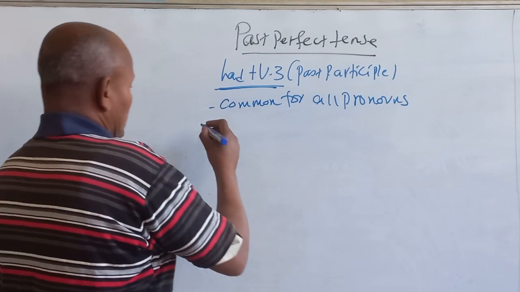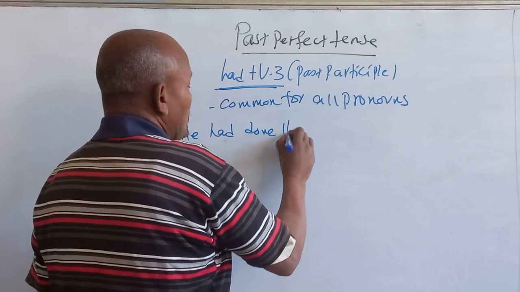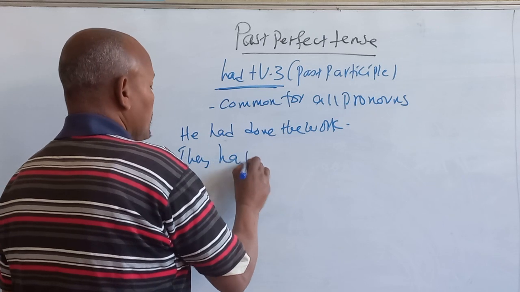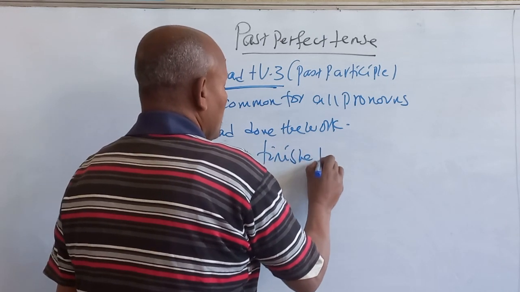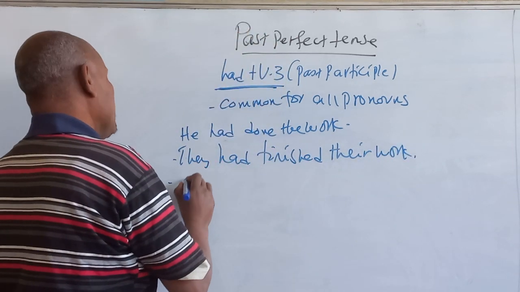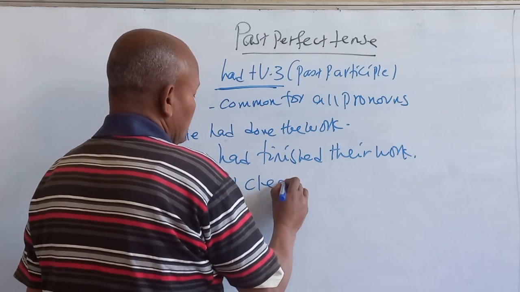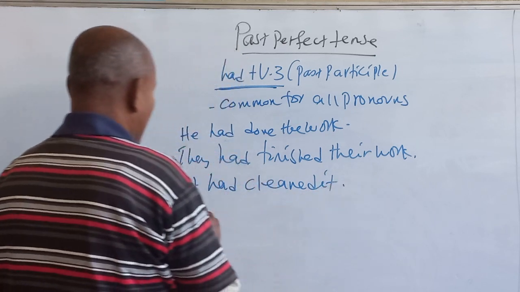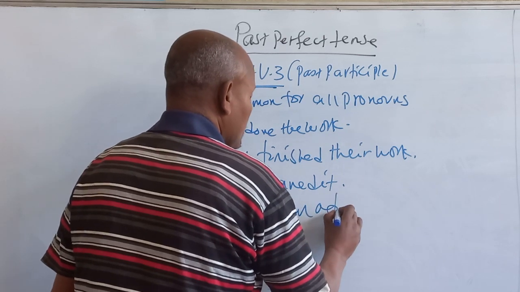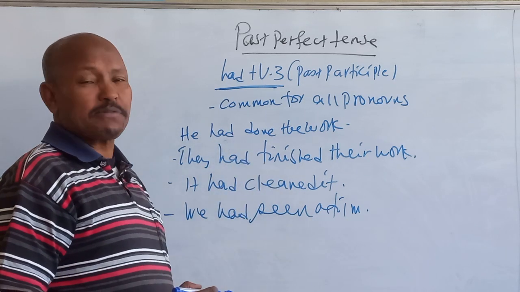Yes, for instance, here: he had done the work. Yes, one important point. And then: they had finished their work. Yes, and the other very important one: it had cleaned. Yes, it had cleaned it. And here: we had seen a film. Yeah, look, these are very simple and common examples of past perfect.